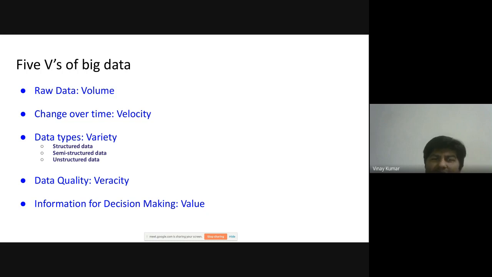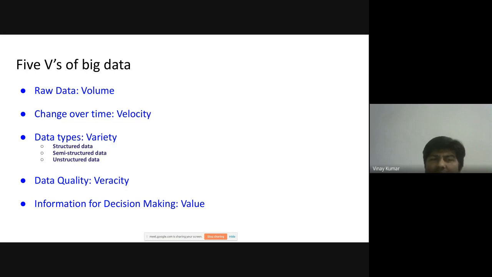characteristics of big data, which are as follows. The first one is the raw data. What is the raw data? It is in terms of volume. The name big data itself is related to a size which is enormous. Okay, so volume is a huge amount of data.